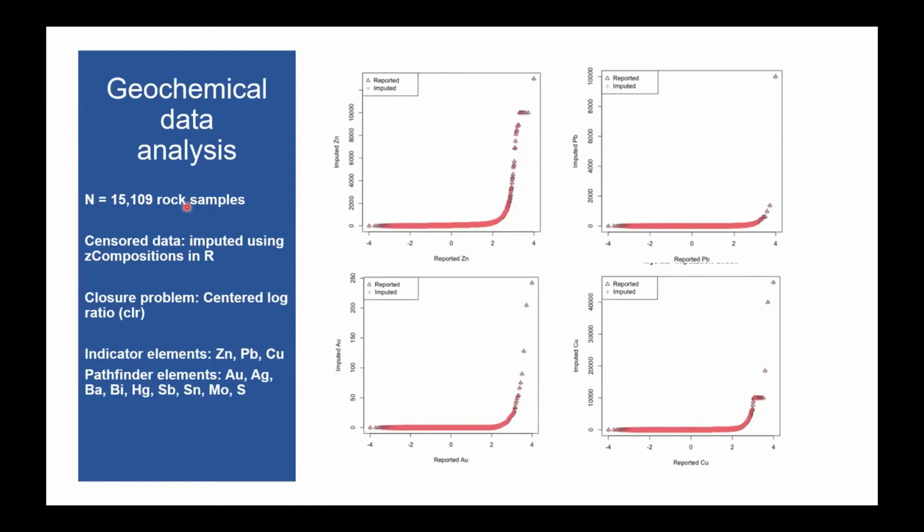The lithogeochemical data were extracted from the CGEM website, and chemical analysis was done, and the censored and missing data were imputed using zCompositions in R. We see the plots, and then the data was transformed to centered log ratio for the closure problem. Indicator elements for VMS mineralization were used based on the VMS model and also availability of data.